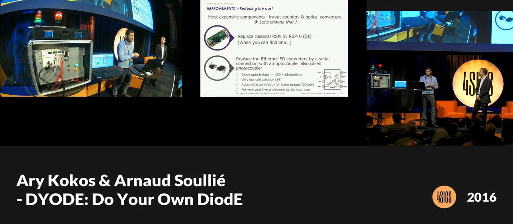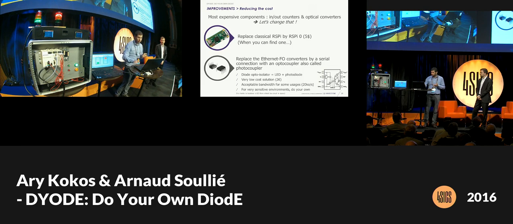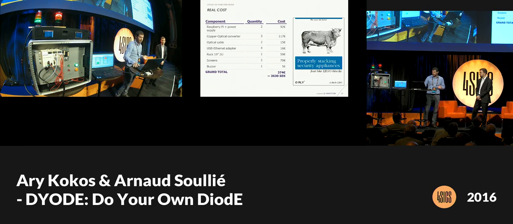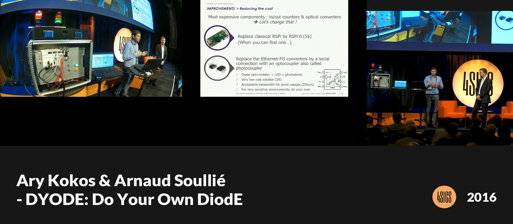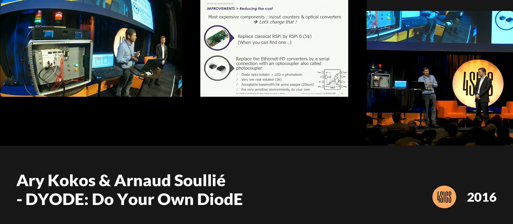Okay, so regarding the improvement, we took a look at the list of components, and we saw that the most expensive were the Raspberry Pi and the optical converters. So we tried to replace those. First thing, we replaced the Raspberry Pi, which were Raspberry Pi 2 or 3, depending on the version, with the Raspberry Pi Zero, which costs only $5. So it's really, really cheap. However, it's not so easy to find.